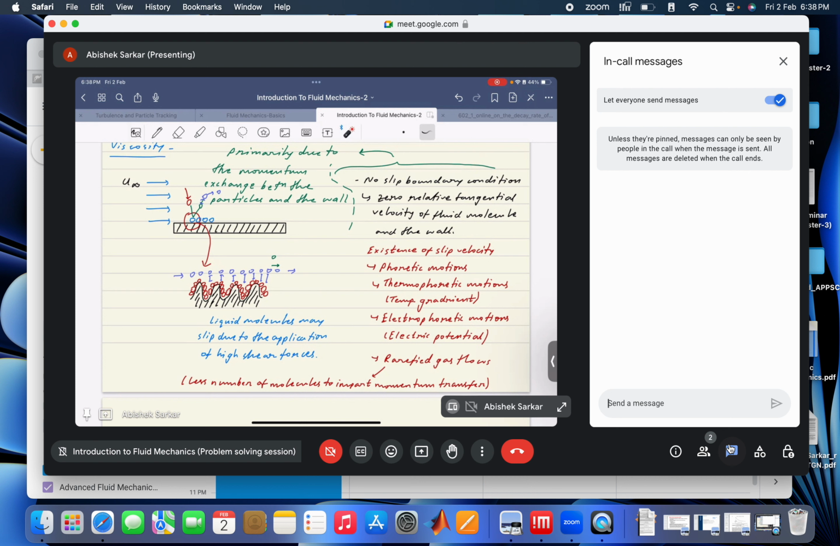Okay, so I'm sorry for the delay. I hope whatever we discussed till now is clear. So now we can go on with the no slip boundary condition. Before discussing the no slip boundary condition, let us try to discuss, without writing anything, what a boundary condition basically is.